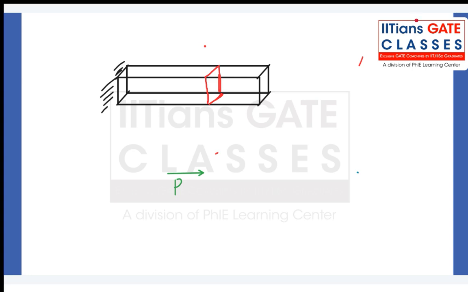Satish, Aditya, great. Now, is it passing through the centroid? It's perpendicular to the cross section, which means it is a normal load. Is it passing through the centroid? Y for yes and N for no. The centroid is here, the load is here. So it is not passing through the centroid.